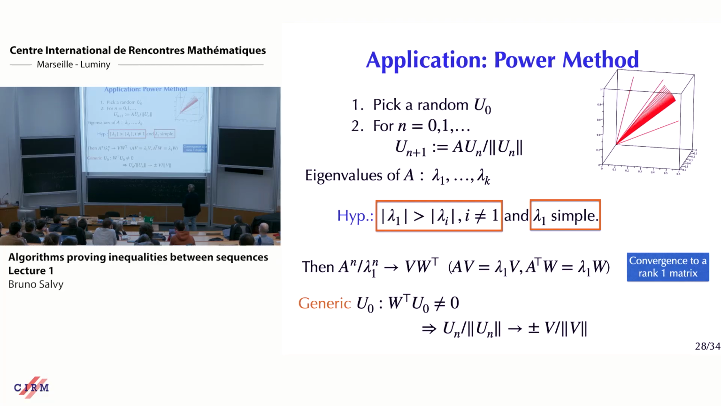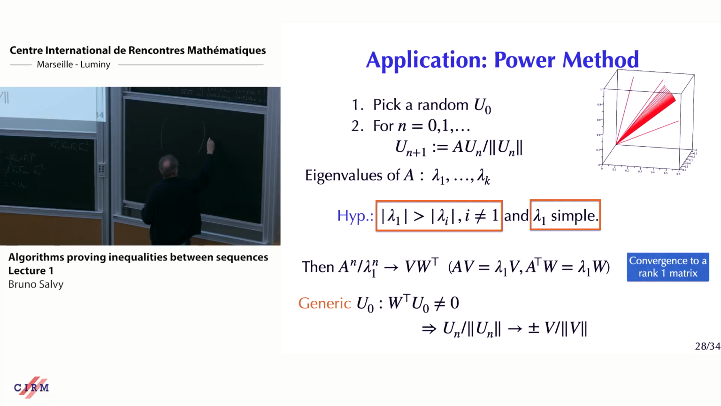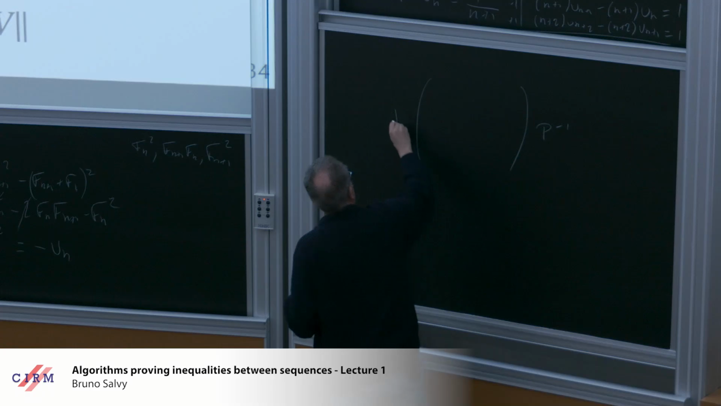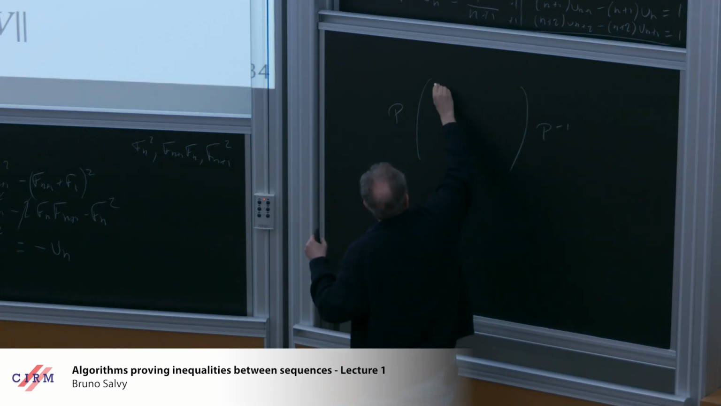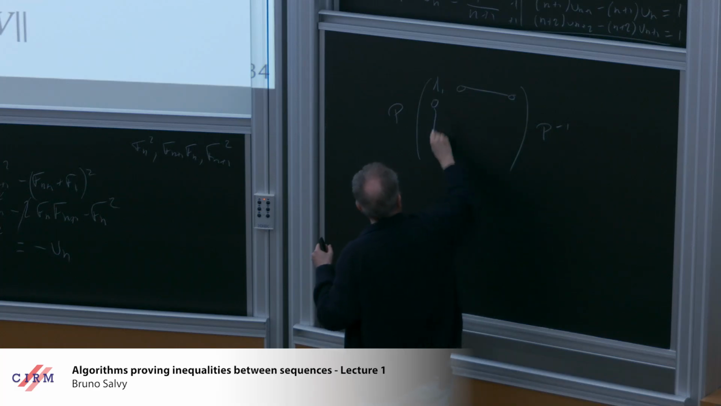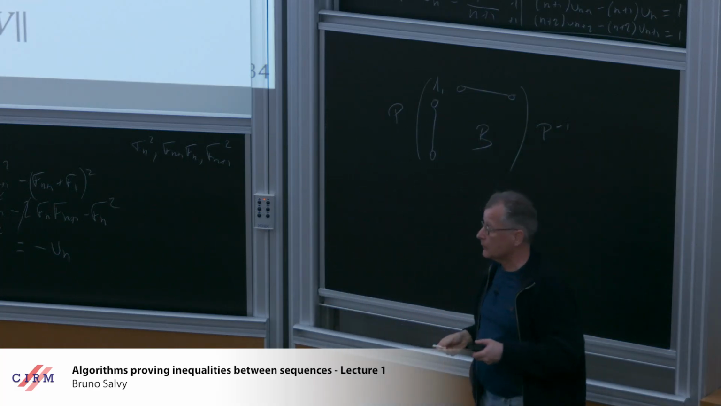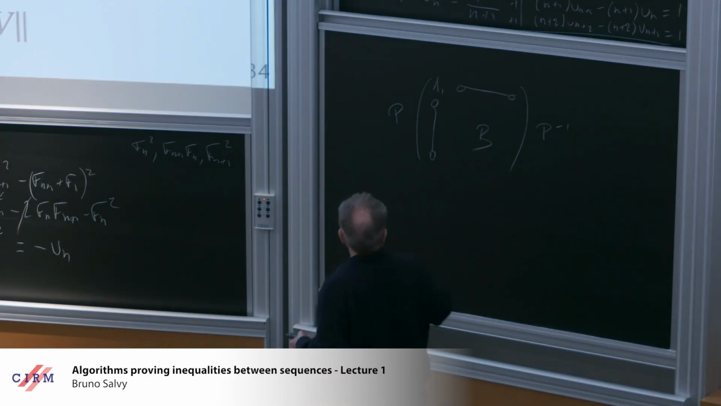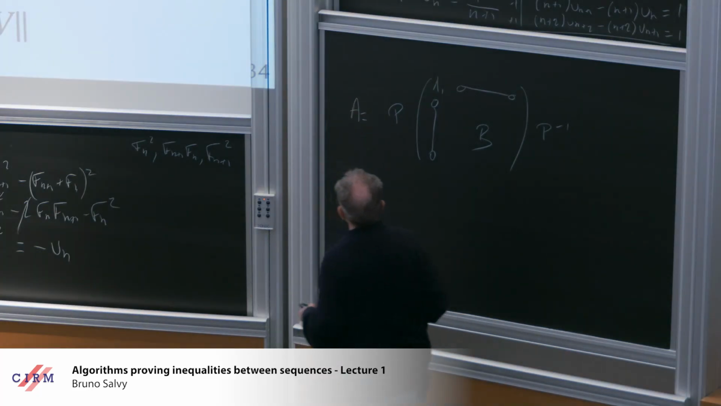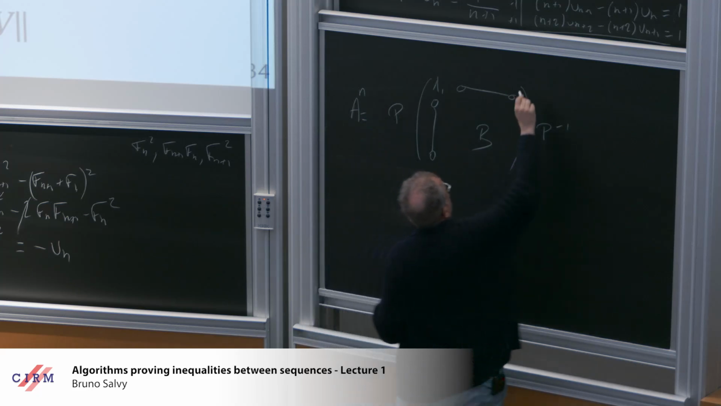So why is this a consequence of what we did? It's more or less clear. Because you have only one dominant eigenvalue, your matrix is of the form: lambda_1, here you have zeros, and you have a block B. Okay? So that's A. So A^n is like this.